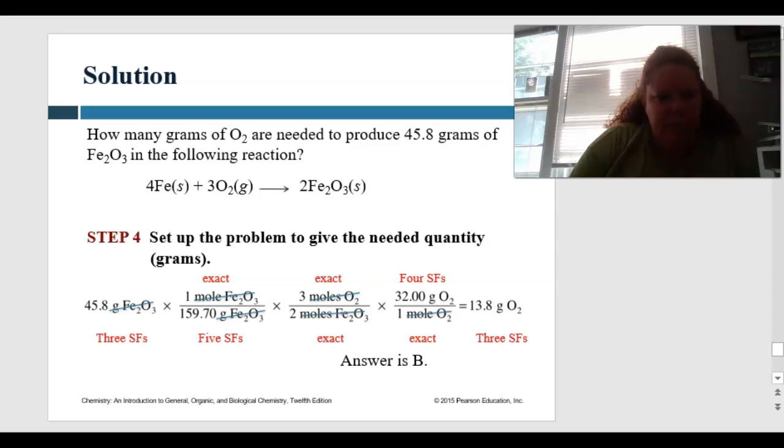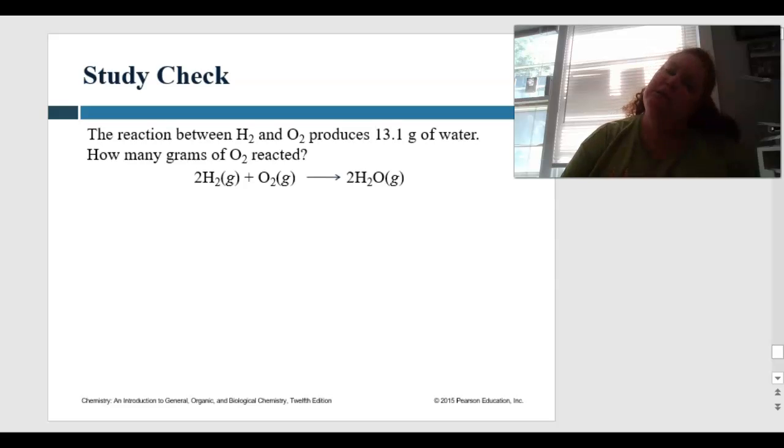Okay. All right, last question. The reaction between H2 and O2 produces 13.1 grams of water. So how many grams of oxygen are reacted? So here's your setup. Pause me and work on the solution.